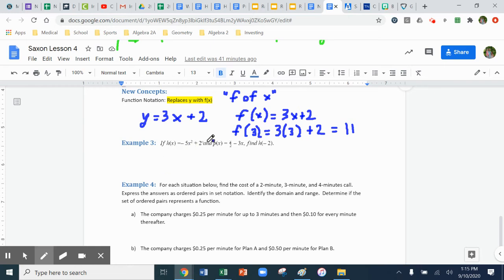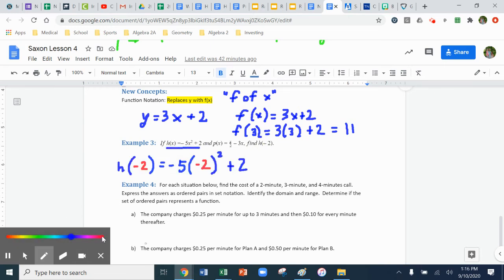In example 3, we have 2 different functions to choose from, an h function and a p function. Since this says h of negative 2, we are going to use this h function over here. So to find h of negative 2, we are going to take the function negative 5x squared plus 2, and we're going to replace the x with negative 2.